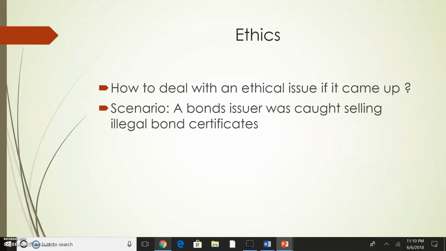Now, if the bonds issuer was selling illegal bonds for personal gain, most definitely I would press charges against them, just because that is taking in people's personal information for personal gain, and that's just not right.